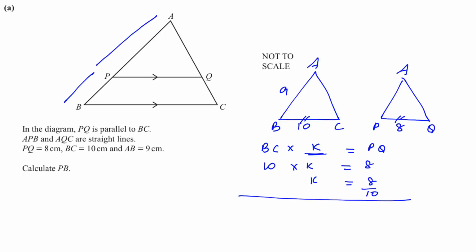Now to find AP, which is the corresponding side of AB, we'll do 9 multiplied by 8 over 10, and that will give us 7.2. So AP is 7.2 and AB is 9. If you want to find PB, you will do 9 minus 7.2. That will give us 1.8 centimeters.